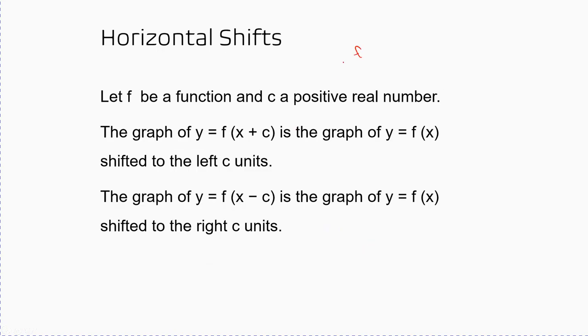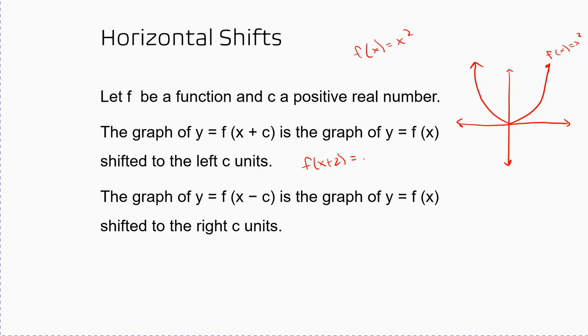So f of x is equal to x squared. So that graph looks like this. It's the parabola. The graph of f of x plus c. So now what's going on here? Let me show you this one. Let's do f of x plus 2. So that would be x plus 2 squared.